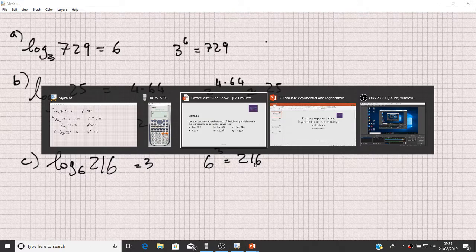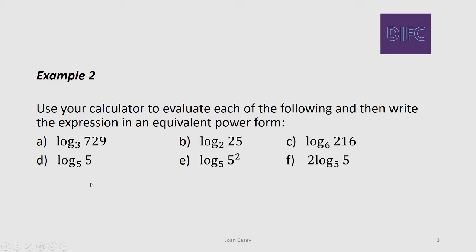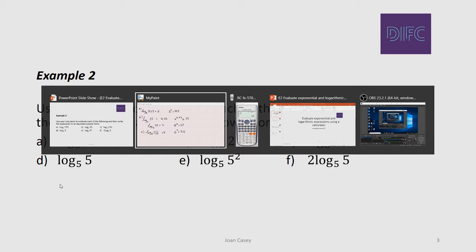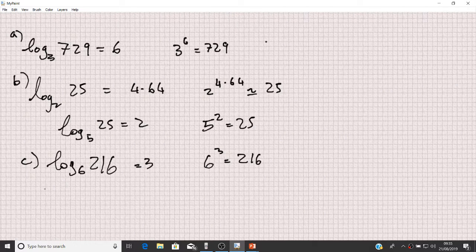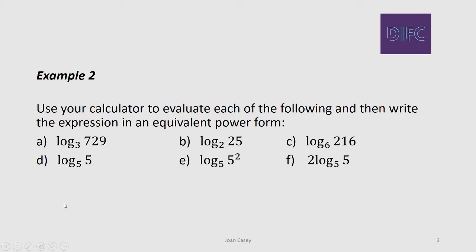Next problem. Log base 5 of 5. Okay, we had this previous example. Log base 5 of 5 is 1. Let's just make a note of it. Log base 5 of 5 equals 1. Next example. Log base 5 of 5 squared.